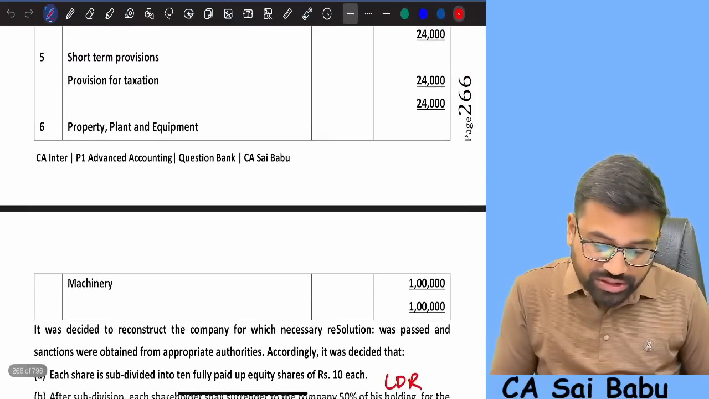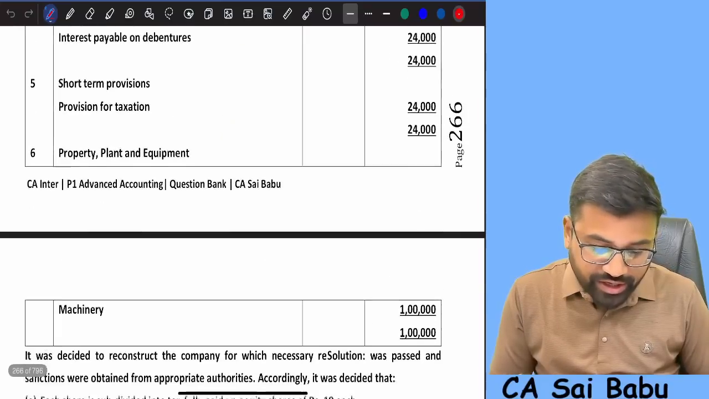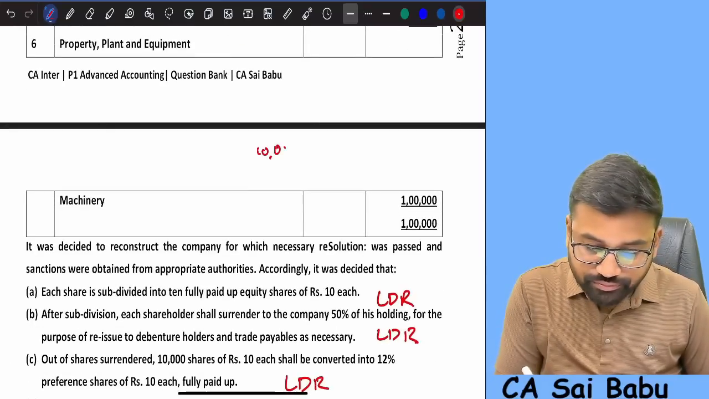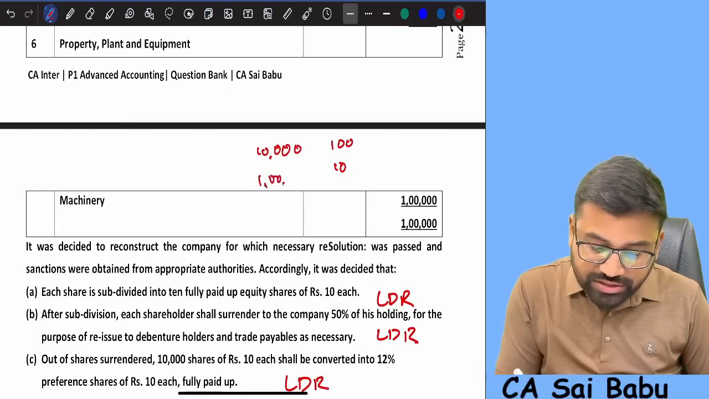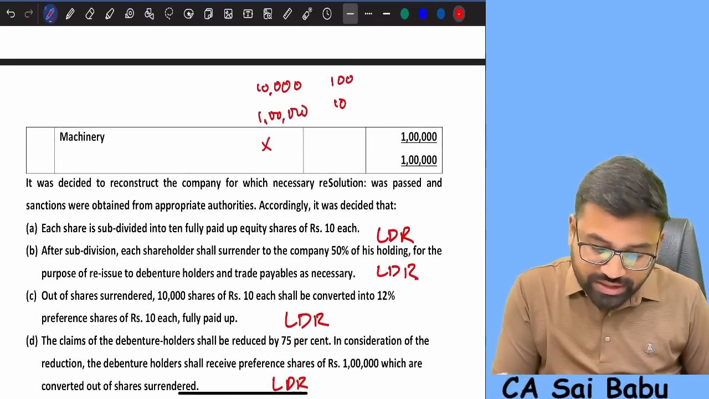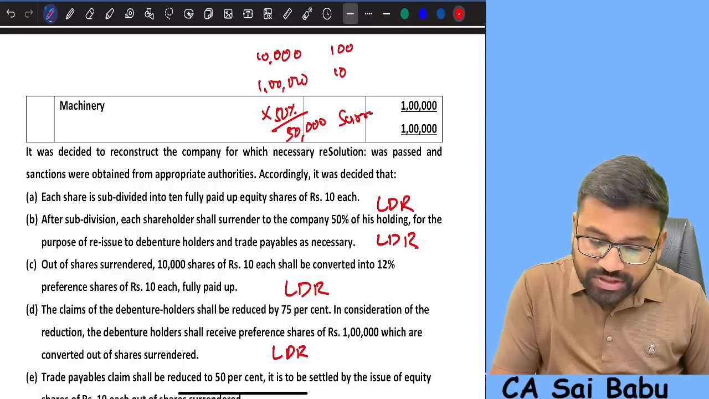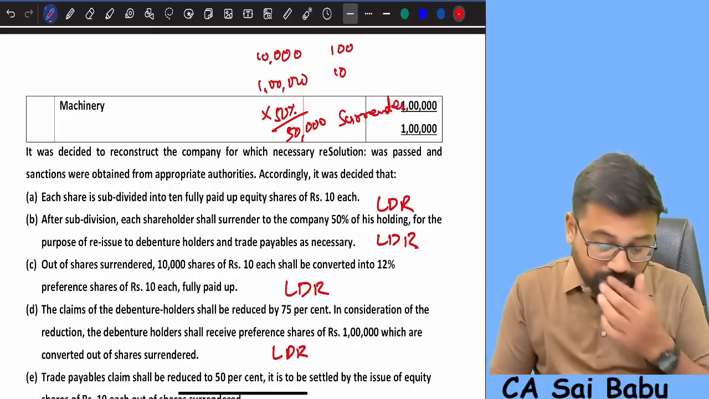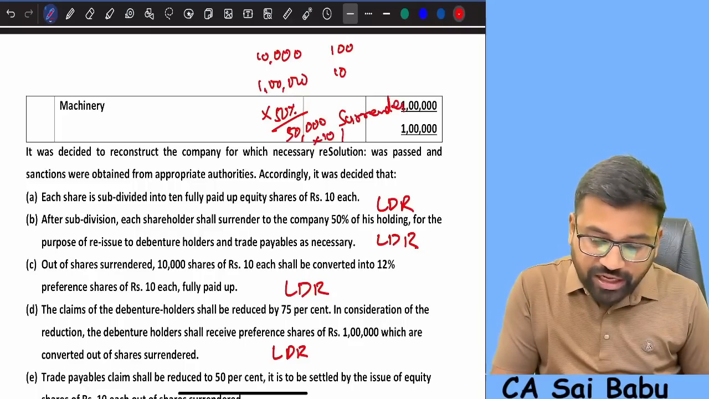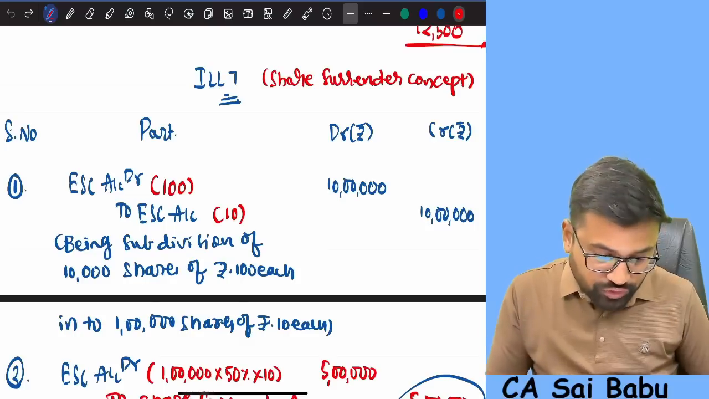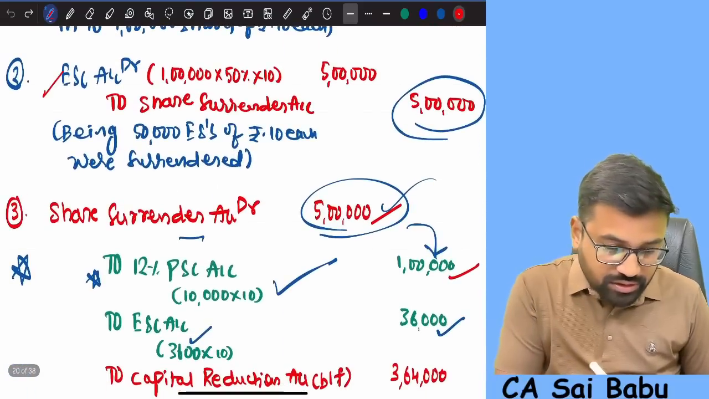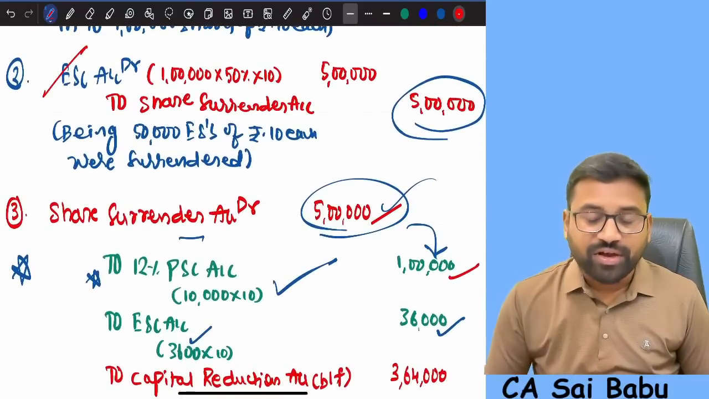First, originally 10,000 shares of 100 each, sir. Now they make it 1 lakh shares. Out of 1 lakh shares, sir, 50%, that means 50,000 shares surrendered. 50,000 into 10, that means 5 lakh rupees. So if you see the entries, equity share capital to share surrender, 5 lakhs, 5 lakhs.